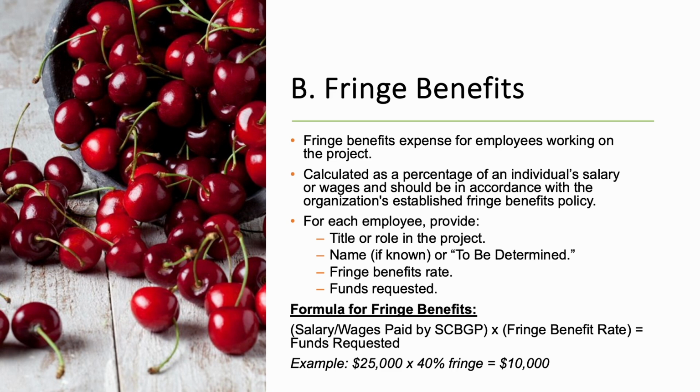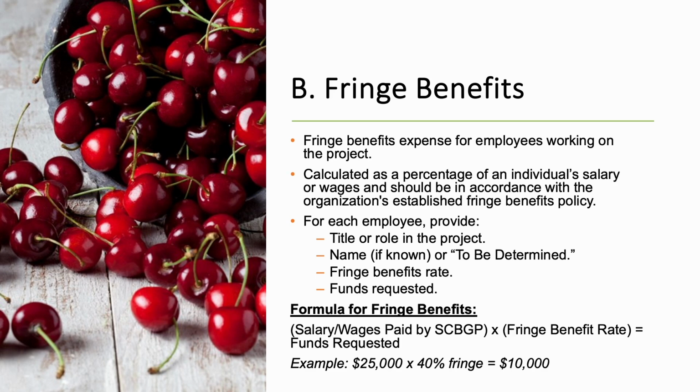Category B is for the fringe benefit expenses for employees working on the project. Fringe includes benefits such as paid leave, health insurance, and unemployment, and is calculated as a percentage of an employee's salary or wages. This percent should be determined in accordance with the applicant organization's established fringe benefits policy. In the table provided, enter each employee's name and their title or role in the project as it was done in the personnel table. Then enter the fringe benefits rate and the funds requested.